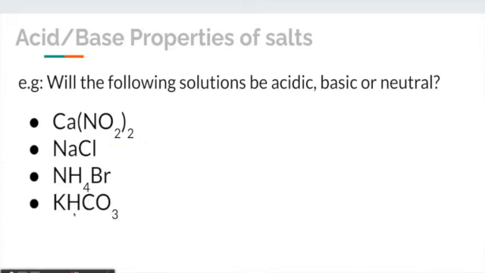And here we have potassium bicarbonate. That's going to split up and give you K plus ions and HCO3 minus ions. The potassium is the cation from a strong base. No contribution to pH. But this is an anion that starts with H. And that's something that you want to look for. Anions that start with H are acidic anions.